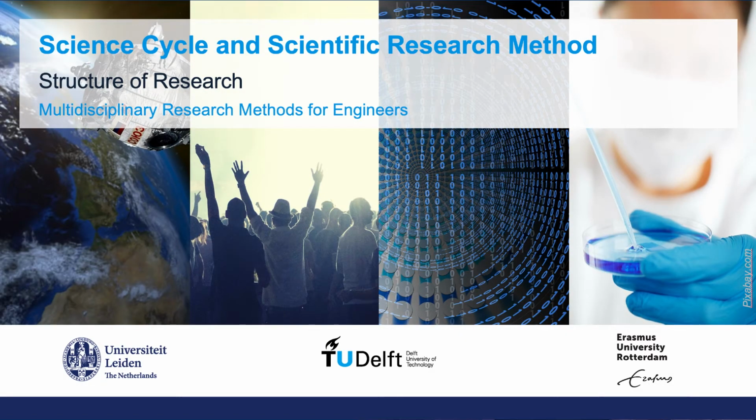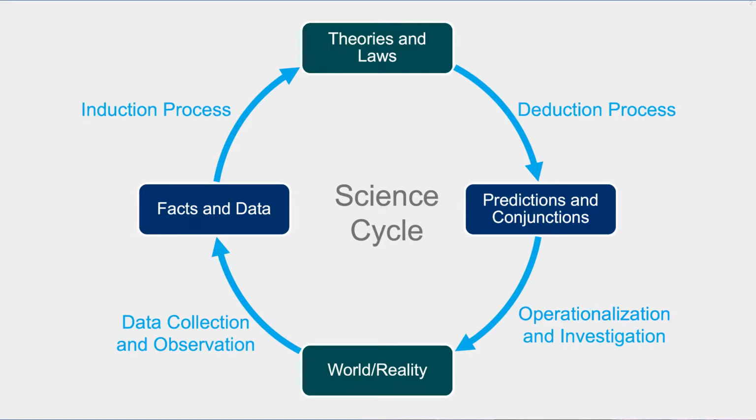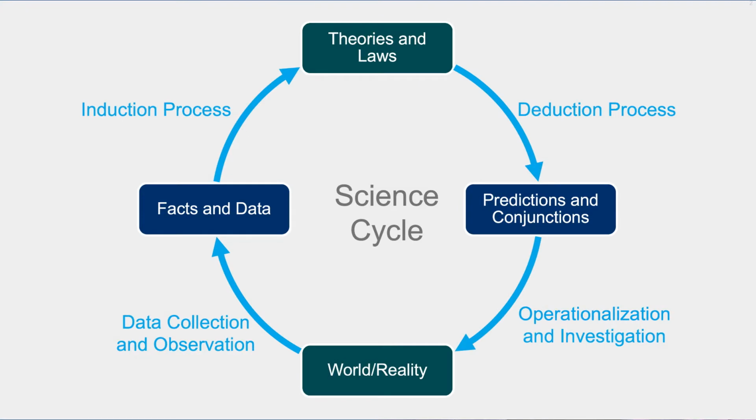When carrying out scientific research, we inevitably go through a cyclic process known as the science cycle. As the name indicates, this is a way to represent science as an ongoing process. In this lecture, I will take you through this process. If we look at the science cycle in more detail, we can see that it consists of 4 processes that connect the 4 main components of scientific research.